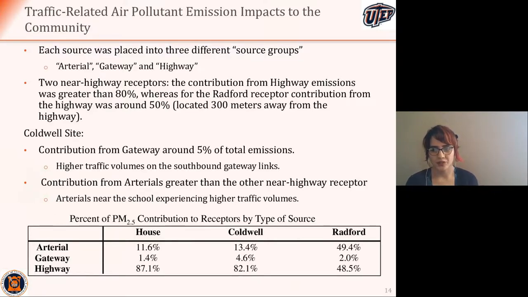And the contributions from the frontage road on the southbound side were around 5%, whereas the contributions on the northbound side were around 1.4%. And this is because of the higher traffic volumes that we see on the southbound compared to the northbound. And also because Caldwell is the one that is adjacent to the elementary school and the frontage road that leads to the elementary school.